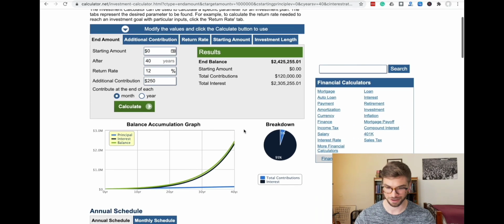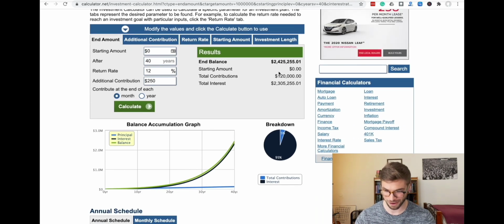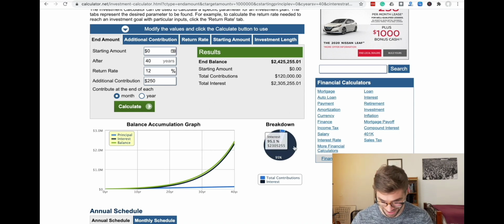All right, wow, this is a whopper. All right, so you have about $2.4 million at the end of 40 years investing only $250 per month at a 12% return rate. And this breakdown graph is really dramatic here.